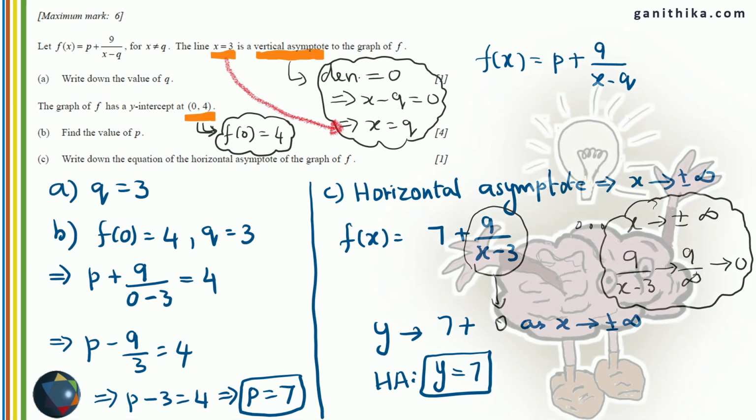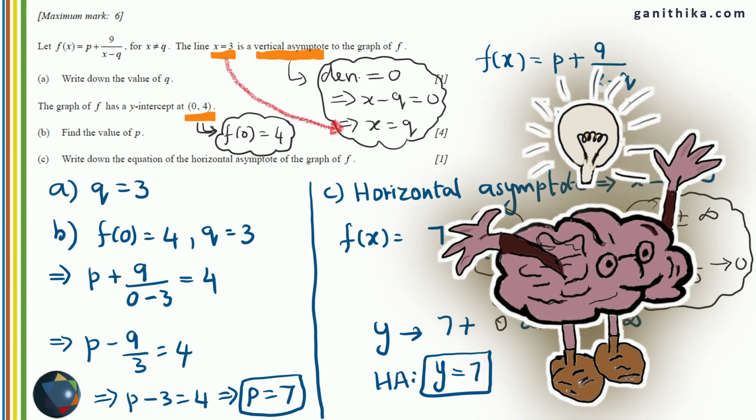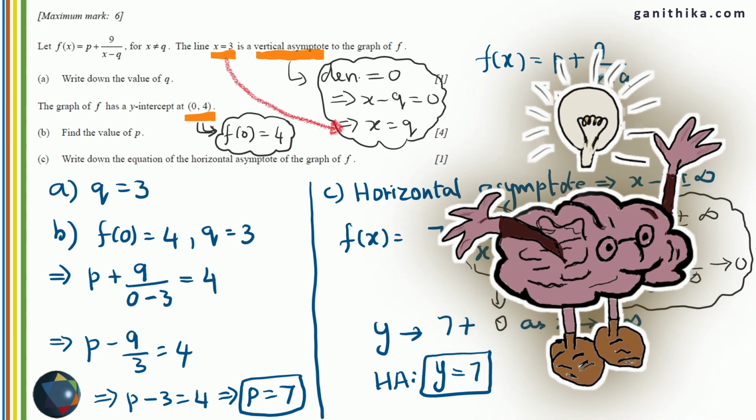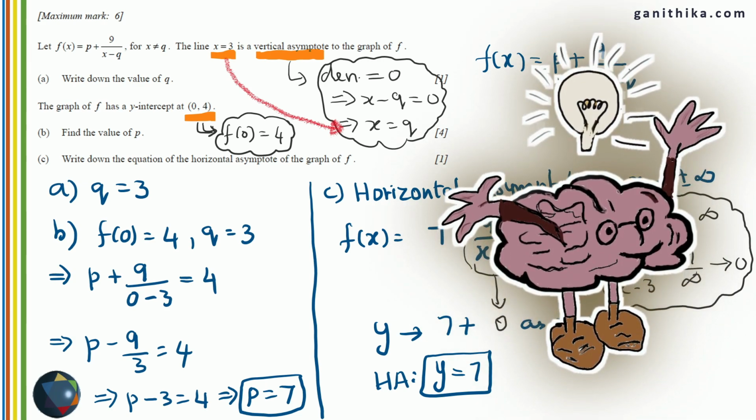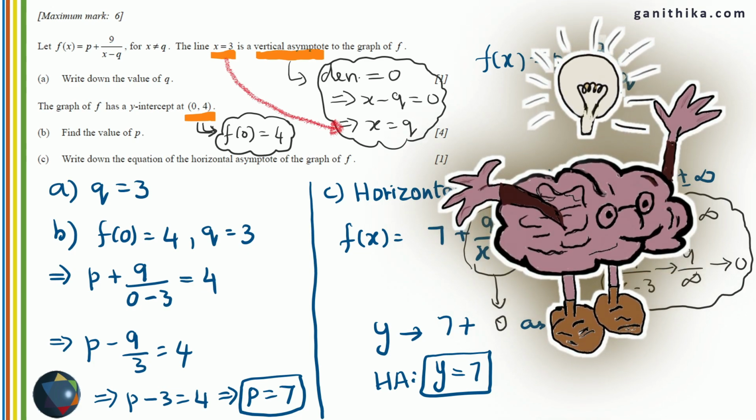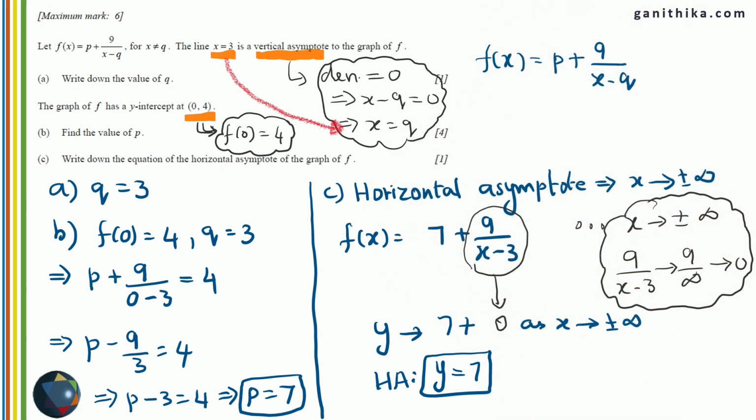Remember, horizontal asymptotes or vertical asymptotes should be given as an equation. Horizontal asymptotes will be of the form y equal to k. Vertical asymptotes will be of the form x is equal to k. So you have to give the equation for asymptotes as an equation, not just the number. Be careful about this. y is equal to 7 is the horizontal asymptote for this question, and it carries only 1 mark. Let's go for the marking scheme from the beginning of this question.